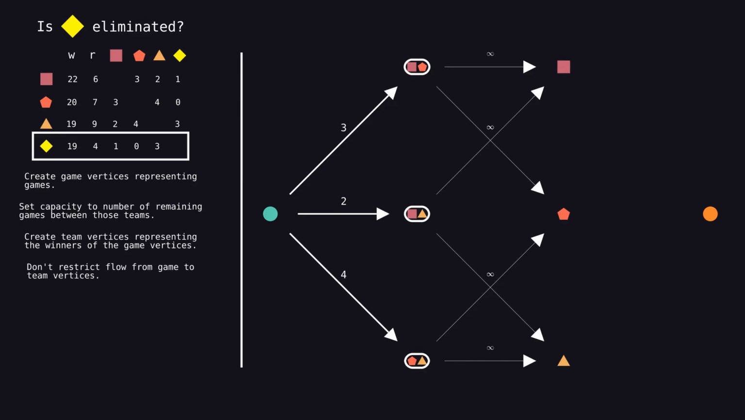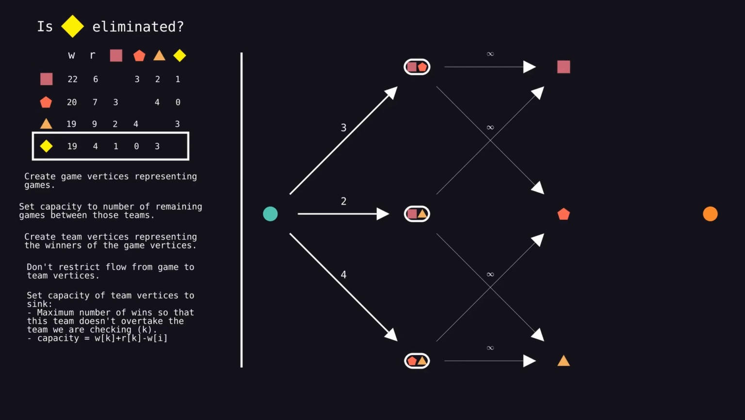Connect each of these team vertices to the sink. Now, we do want to restrict the flow here. We want to set the capacity of this edge to be the maximum number of wins this team can get, such that you cannot eliminate the team we are checking, Diamond. This is equal to the total number of wins possible for the team we are checking, W plus R, minus the number of wins which this team vertex has already achieved.